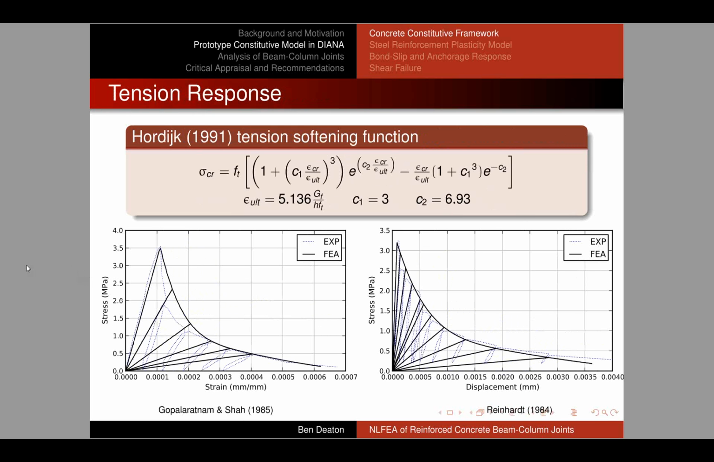In terms of the cyclic tension response, I used the Hordijk tension softening function. Again, this is available in Diana, and I compared this with experimental data from Gopalaratnam and Shah, as well as Reinhardt at Delft University. And again, you can see very good agreement with the characteristics of the experimental response, and you can see the softening in the response as we progress to greater strain levels.